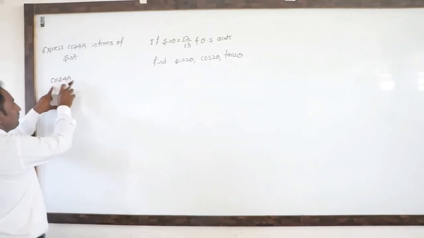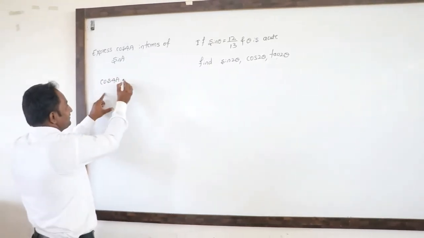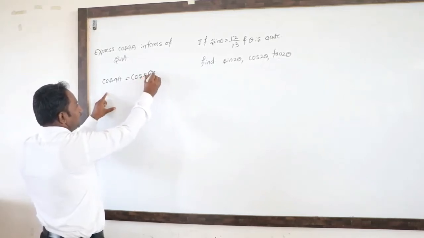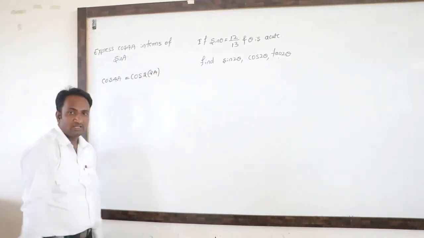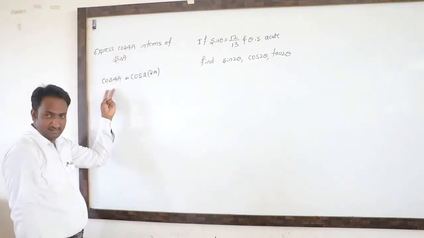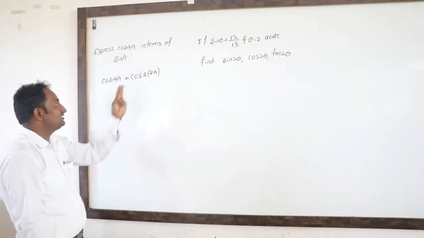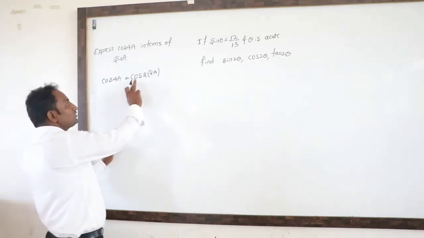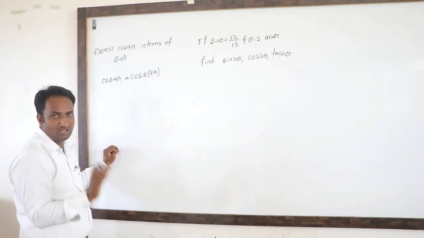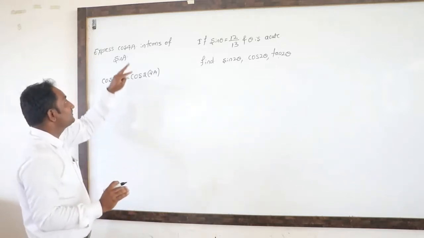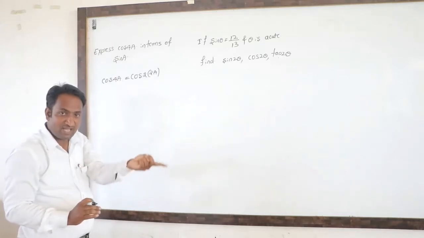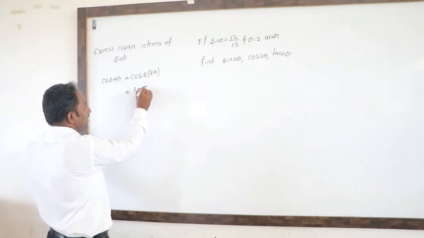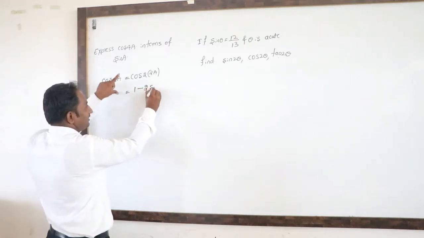Here cos of 4a can be written as cos of 2 into 2a. Already we know the cos of 2 theta formula. There are 4 formulas, but to express cos of 2a in terms of sin, we can take cos of 2a is equal to 1 minus 2 sin square.